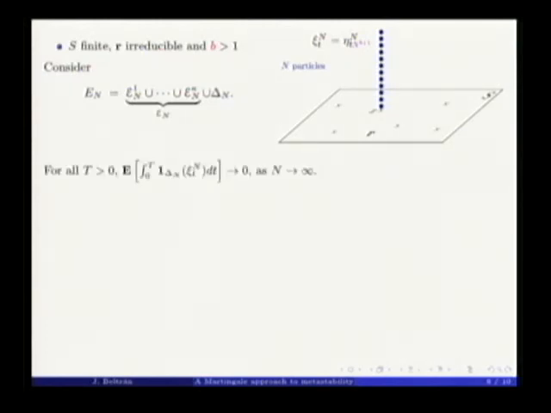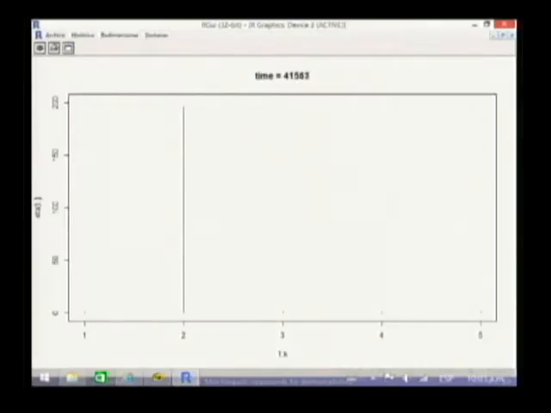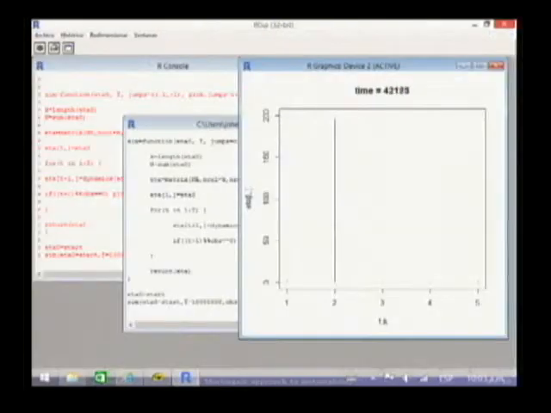Good, so once we have rescaled our process over this time scale, I can prove that the time that the process spends inside the delta set is negligible, is going to 0 as n goes to infinity. Let me speed up this process.